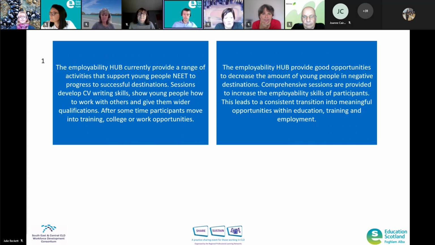This leads to a consistent transition into meaningful opportunities within education, training and employment. So again, all the three bits that were part of that original statement, but just worded slightly to highlight the impact behind it. And to be honest, most of the groups that fed back in that particular example demonstrated the same sort of structure, looking at the keywords that were used and trying to make it a bit more concise, and why there was an impact in the statement that was being made.